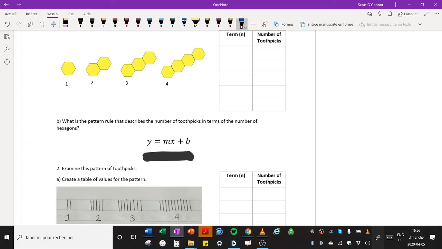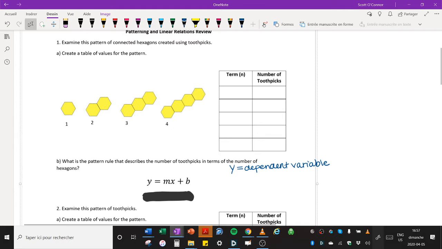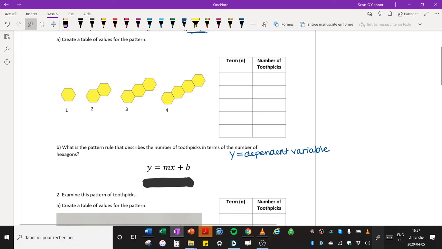Very important. I'm just going to define each of the variables here. Y is always your dependent variable. So when we're doing these patterns, it's going to be the number of whatever you're calculating. So in this first example, it is the number of toothpicks used to make these hexagons. And it's always, 99% of the time, going to be in the right column of a table of values. Occasionally I've come across it where they're switched or done horizontally, but most of the time it's done like this.